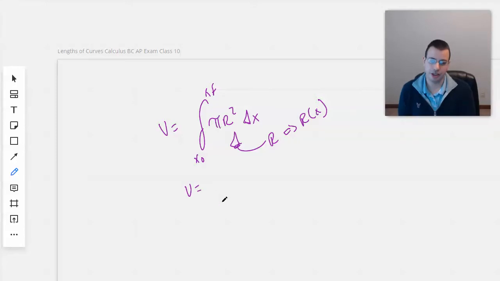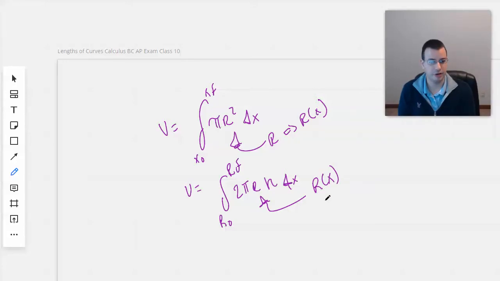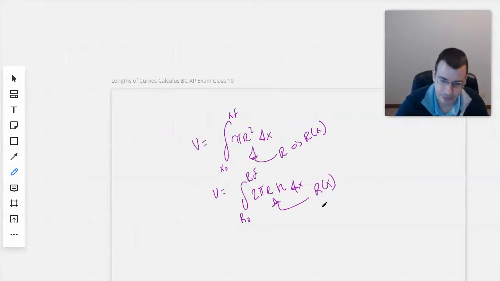We also did the shell method, where it would be 2 pi r, which would be the length of a circle, times the height of a cylinder, and then we'd give that cylinder a thickness of dx to create a volume. And then we would integrate from whatever the initial radius was to the final radius. And then, of course, we'd make sure we wrote r in terms of x.